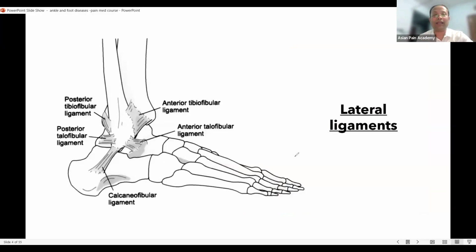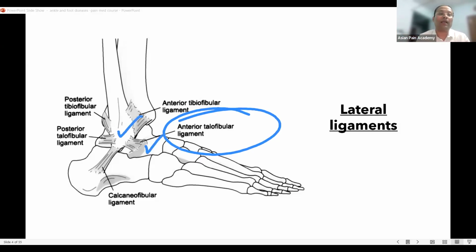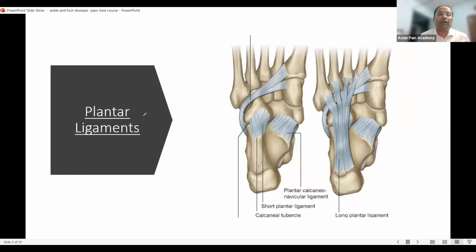What are the ligament names? One important ligament on the lateral side is the ATFL, the anterior talofibular ligament. Remember, this ligament is the commonest ligament to be injured. If we compare the medial side and lateral side, ATFL injury is the commonest cause of sprain. It runs from the talus to the fibula on the lateral side. This information will be required later.